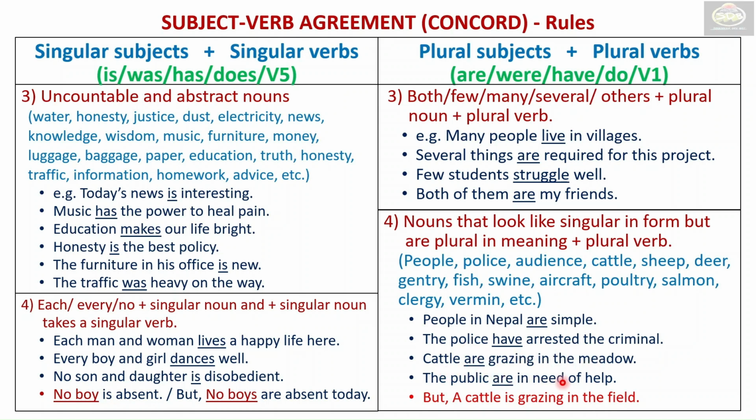Cattle are grazing in the meadow. The public are in need of help. But a cattle is grazing in the field. If we use an indefinite article with such nouns in this way, a cattle, it becomes singular and we have to use a singular verb. A cattle is grazing in the field means an animal is grazing in the field. Now let's move to another rule.